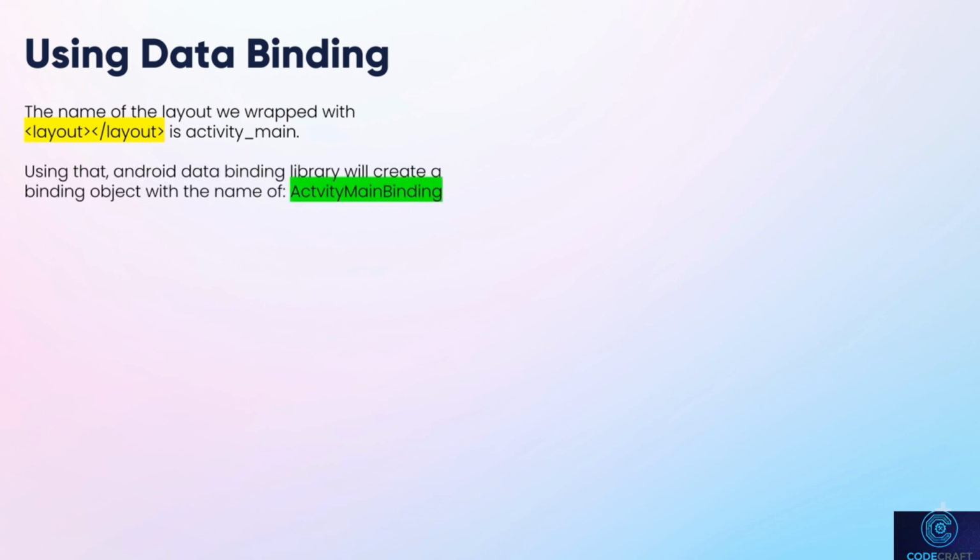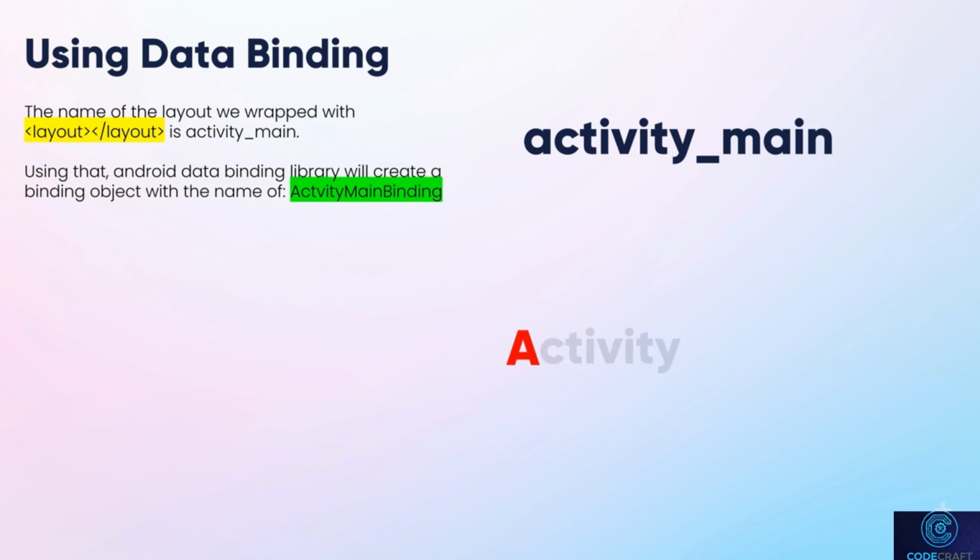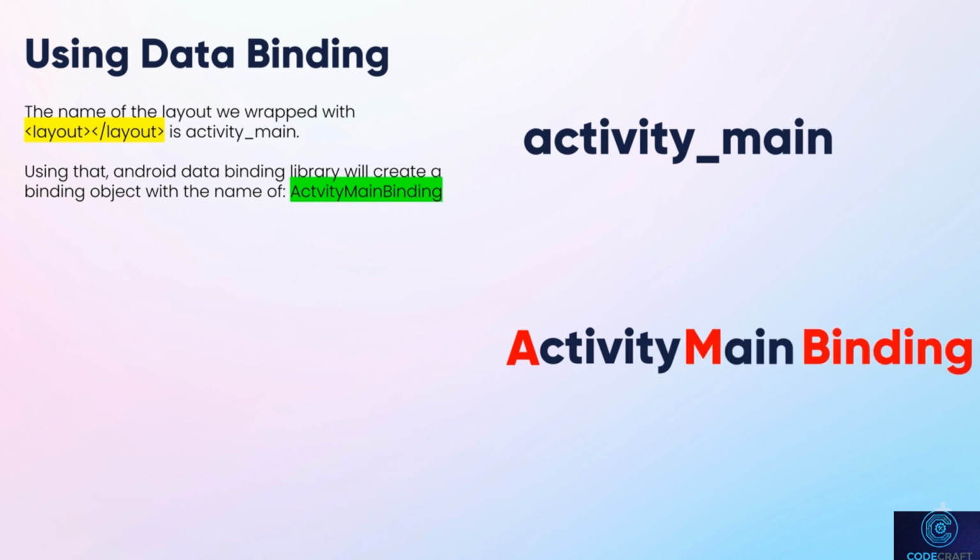In most cases, the default class name corresponds to the name of the layout file followed by the binding postfix. For example, if we have the activity_main.xml file, this is the name of the layout for the main activity. Using that, the Android data binding library will create a binding object with the name ActivityMainBinding: capital A for Activity, we remove the underscore, capital M for Main, and the Binding postfix. So when you see the binding keyword in an object's name, it refers to the data binding library.